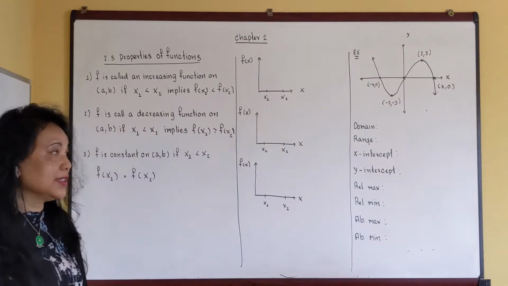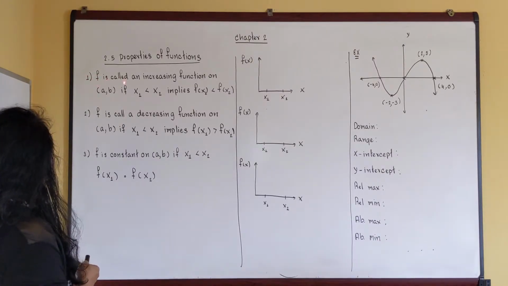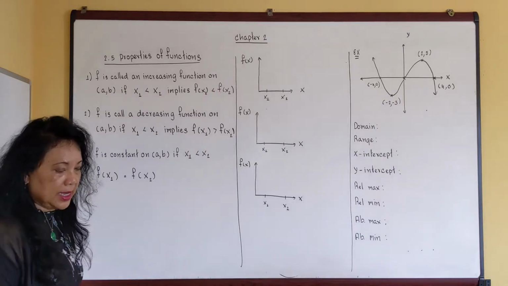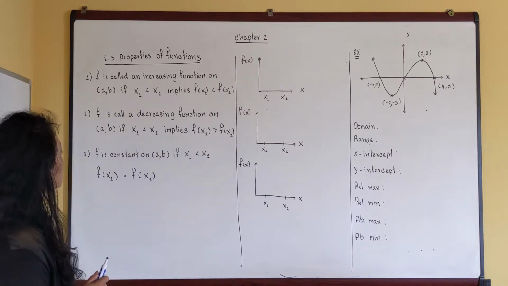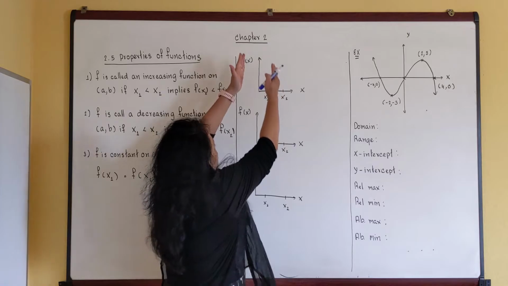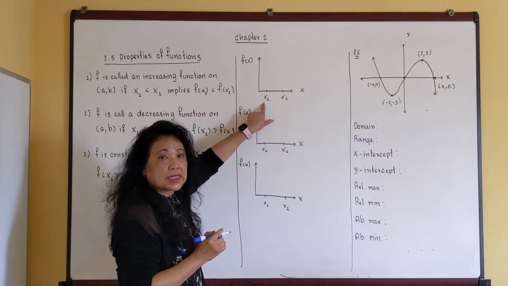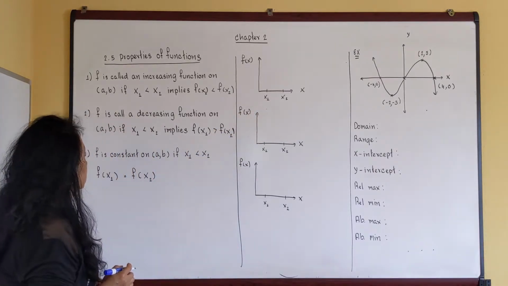Hi, let's continue our next section, 2.5, properties of functions. Let's look at the first one. f is called an increasing function on an interval AB if x1 less than x2 implies f of x1 less than f of x2. So let's look at the graph just to understand this definition. So I have an interval AB, let's say right here, and x1 is less than x2. As you can see, x1 is on the left hand side of x2.